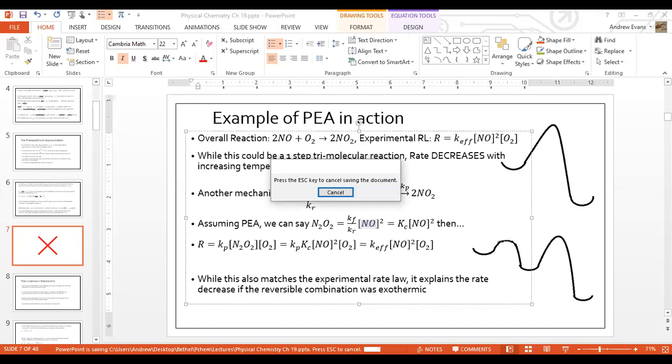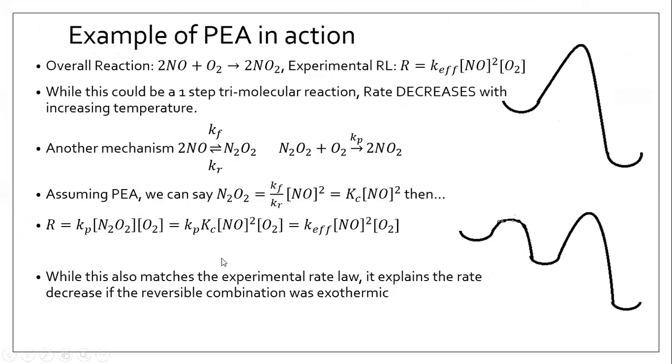So we essentially have the concentration of N2O2 equal to Kc times NO squared. Then our reaction rate is Kp times Kc times NO squared times O2, which essentially sets the K effective times NO squared times O2. So essentially we have this situation where we can quickly establish equilibrium forward and reverse, and then once we get to equilibrium, it can jump over that last hill and it's not going backwards.